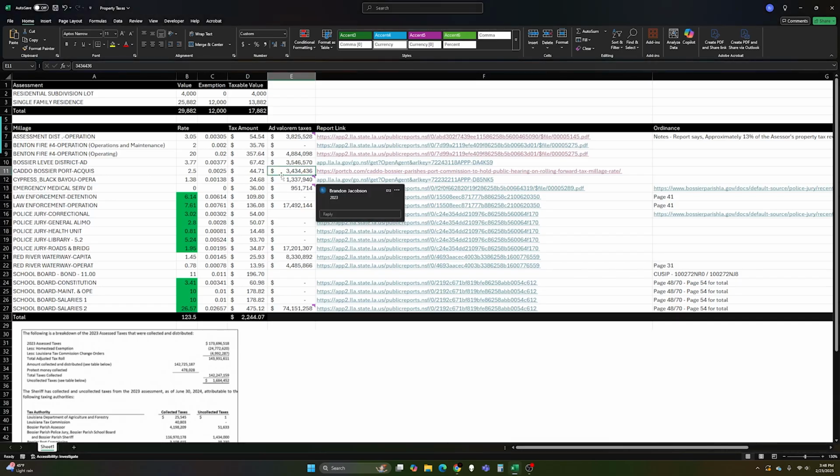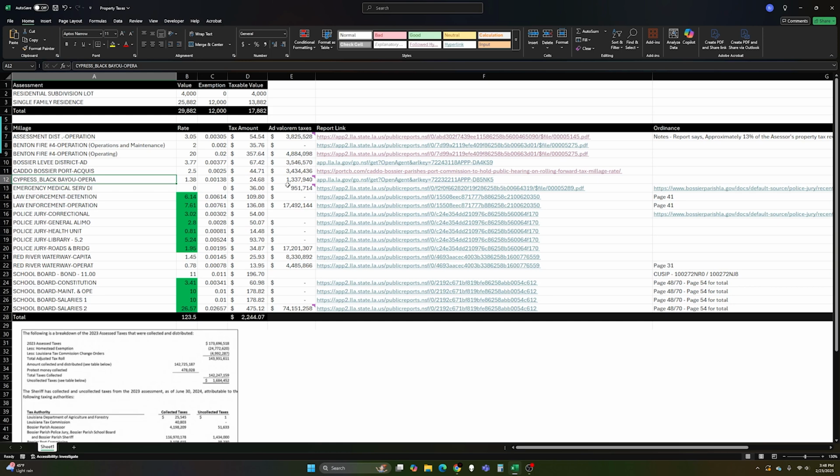So next, we have the Cypress Black Bayou operations. This has an official report. The emergency medical services is unique. Your bill shows a 0 rate and a tax amount of $36. So this shows that this is a direct fee right here, $36. It's not based on a millage rate. And even if you're a 100% disabled military veteran, this exemption covers, you pay nothing basically, your taxable value is 0, you will still pay $36.